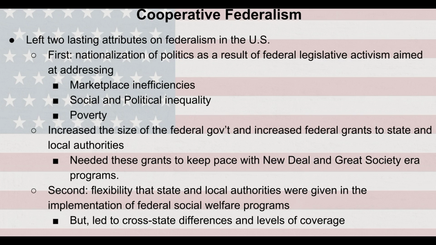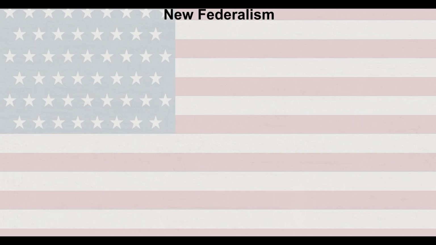So some states are going to implement federal policies in a certain way that might benefit the people more, and then you move into another state, and they're going to be implemented in a different way that might provide lower coverage or might not benefit the people as much. And so there's going to be some inconsistencies as to how these programs are put into place in the states. And so this brings us up to the idea of new federalism.